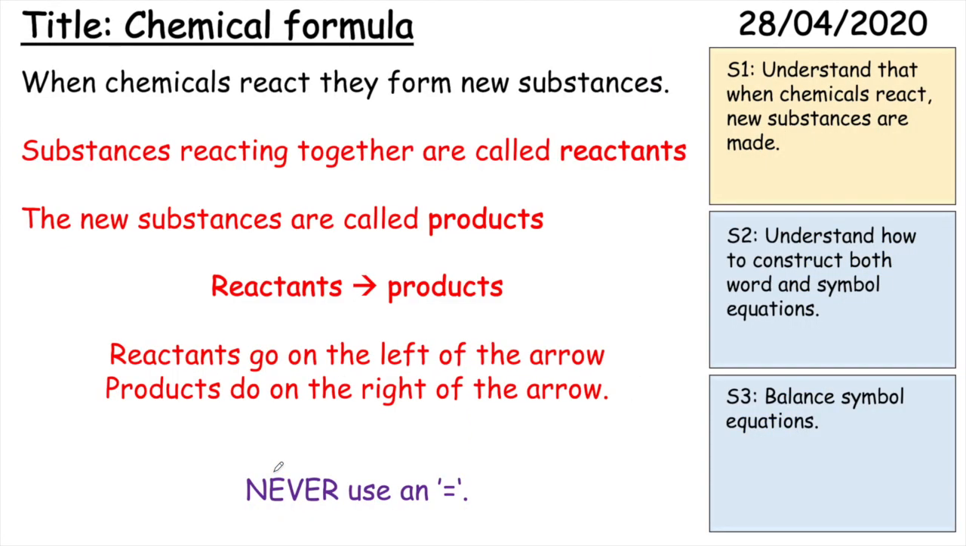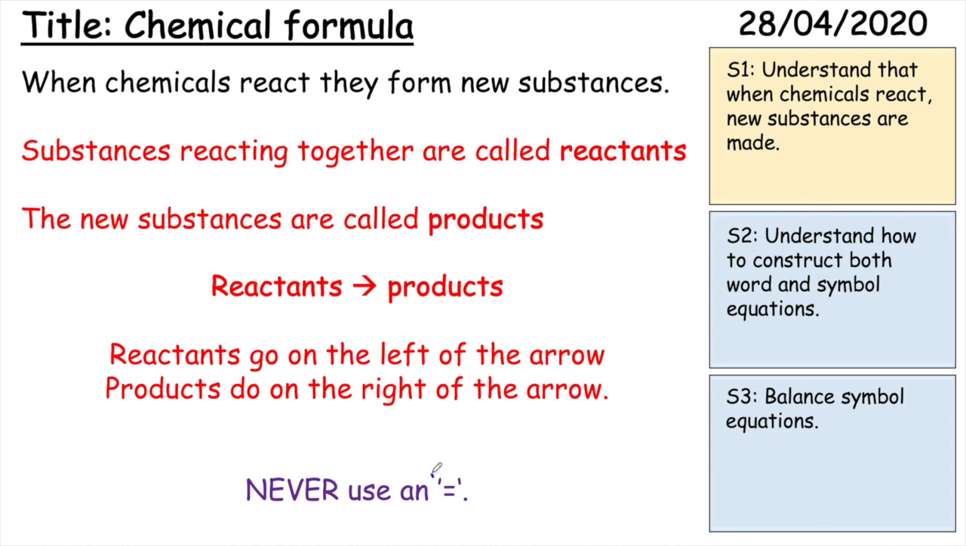So moving on to today's lesson then, chemical formula. This is about how to write equations using either symbols like we've looked at or words. To know how to write an equation though, you need to look at this slide here. It's really important that you remember that reactants are things that react together, and they always go on the left hand side of the arrow. Products are things that are made during a reaction, and they go on the right.